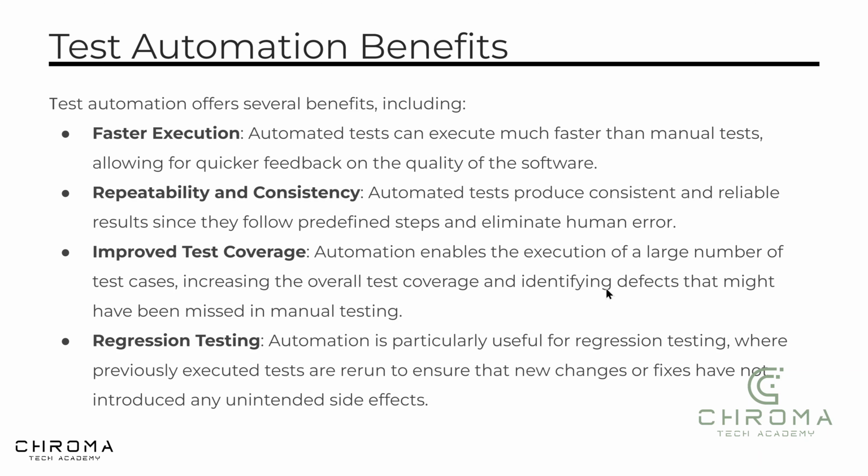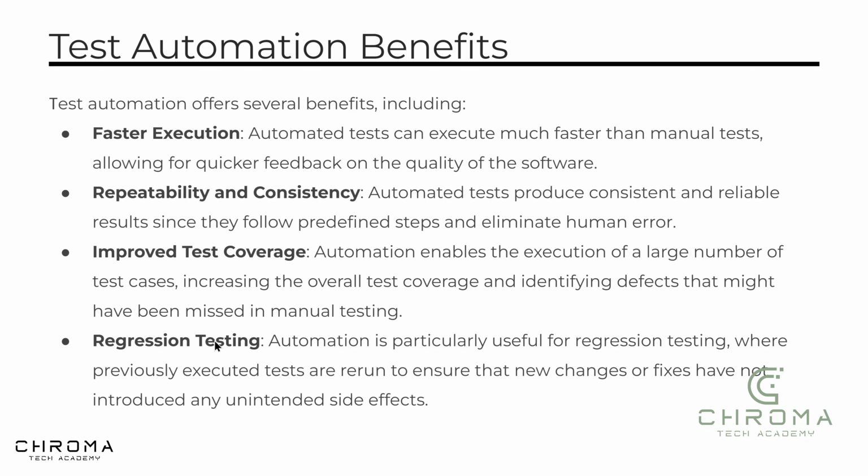So let's talk about some of the benefits. First of all, faster execution. Automated tests can execute much faster than manual tests, allowing for quicker feedback on the quality of the software. Repeatability and consistency. Automated tests can produce consistent and reliable results since they follow predefined steps and eliminate human error. Improved test coverage. Automation enables the execution of a large number of test cases, increasing the overall test coverage and identifying defects that might have been missed in manual testing.